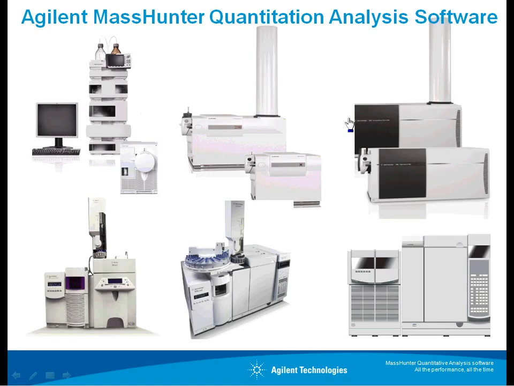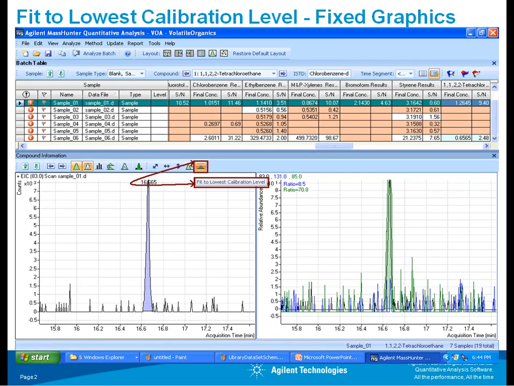Let's take a look at fixed graphics. Now, fixed graphics allows you to scale the responses in a consistent way, so you can have a y-axis that is fixed. This is especially useful if you are visually inspecting across, let's say, a lot of samples, looking for concentrations that exceed some limit. Now, the way that the y-axis is scaled is fit to the lowest calibration level response. And I'll show you that in a moment.